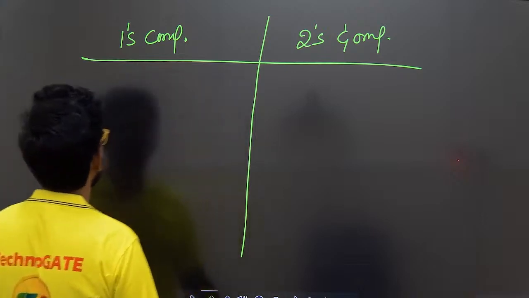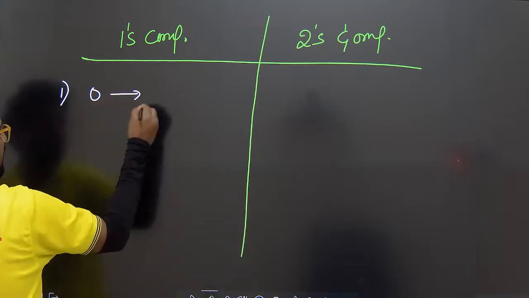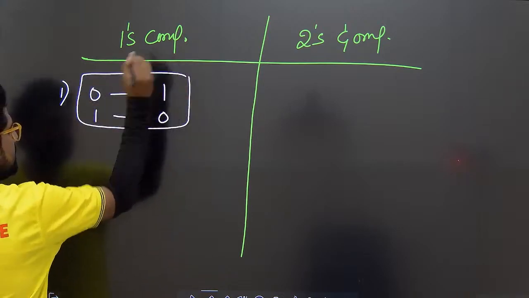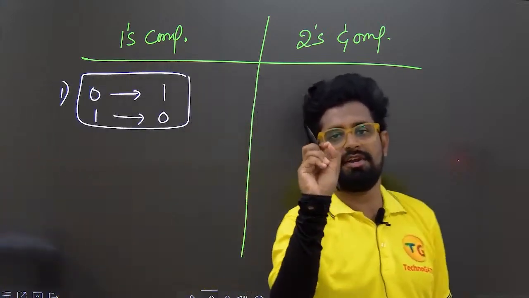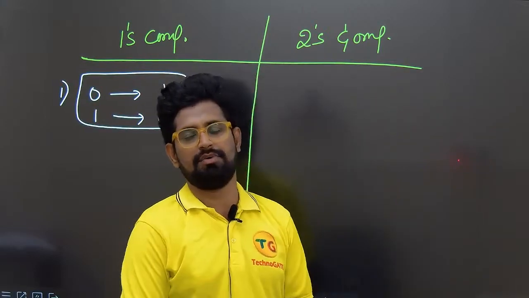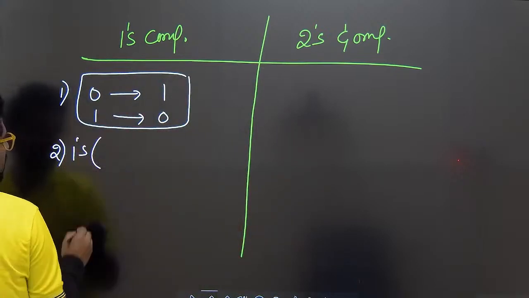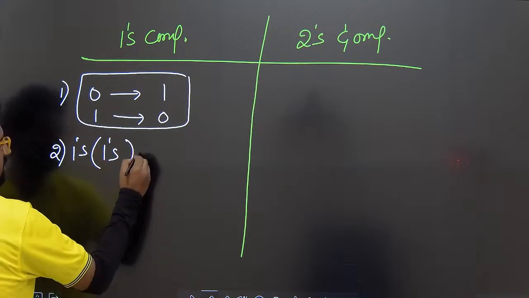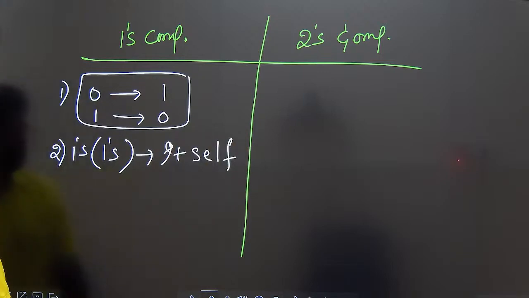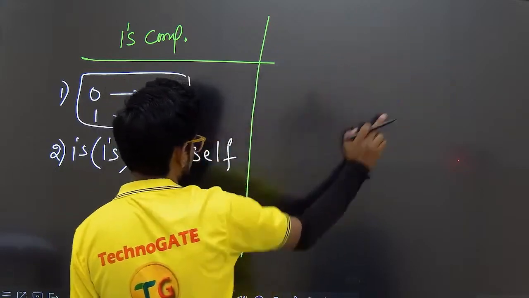Okay, so the first rule here is: zeros are converted into ones and ones are converted into zeros. 1's complement is, whenever you get 0, replace it with 1, whenever you get 1, write it as 0. And the second thing, 1's complement of 1's complement is itself, the same number.